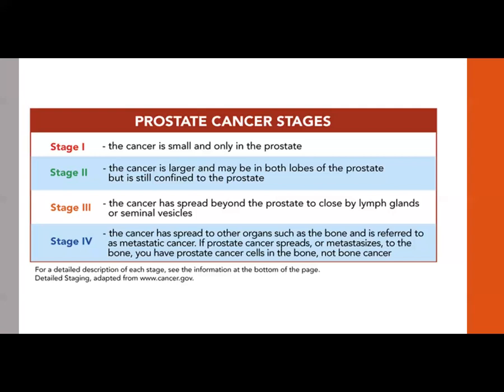If the prostate cancer spreads or metastasizes to the bone, you have prostate cancer cells in the bone, not bone cancer. So it's very important for us to make sure that our patients understand what it means about this metastasizing, and that our patients understand what it means when they've got cancer. So if you have prostate cancer, you don't suddenly develop bone cancer. What it is, your prostate cancer is now located in the bone.